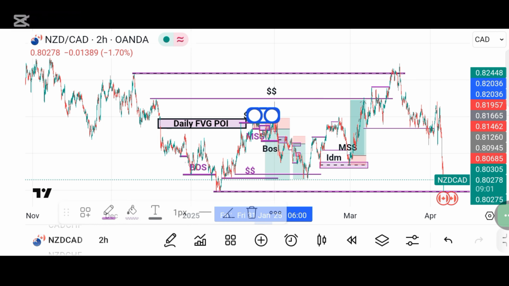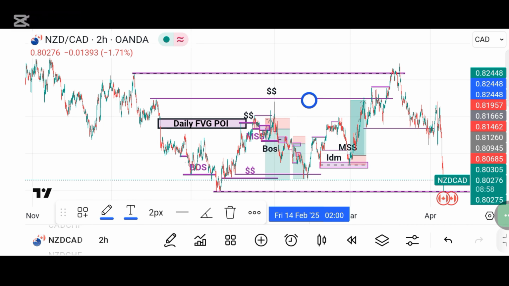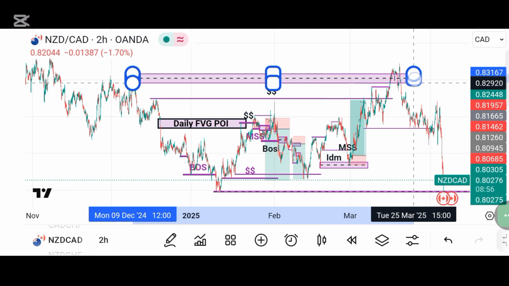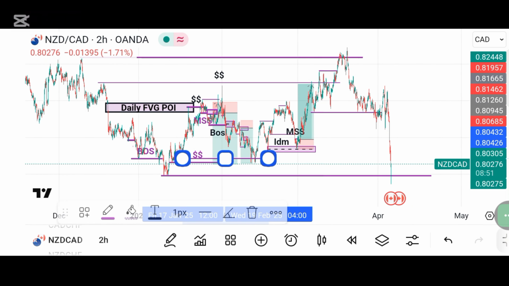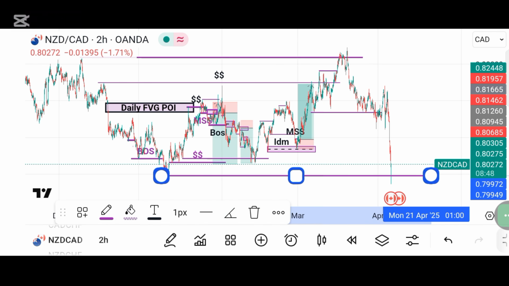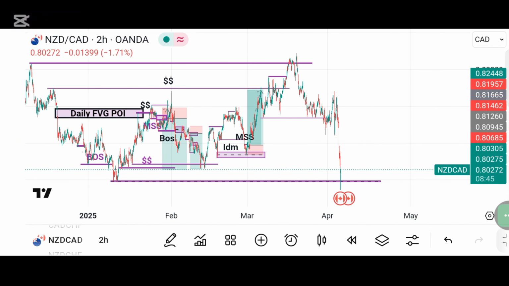It swept liquidity around here. It left this one, it created this one, and it created this one too. It created these two liquidity pools, then it also left this other low, this second low, and this other low, right before pushing completely.